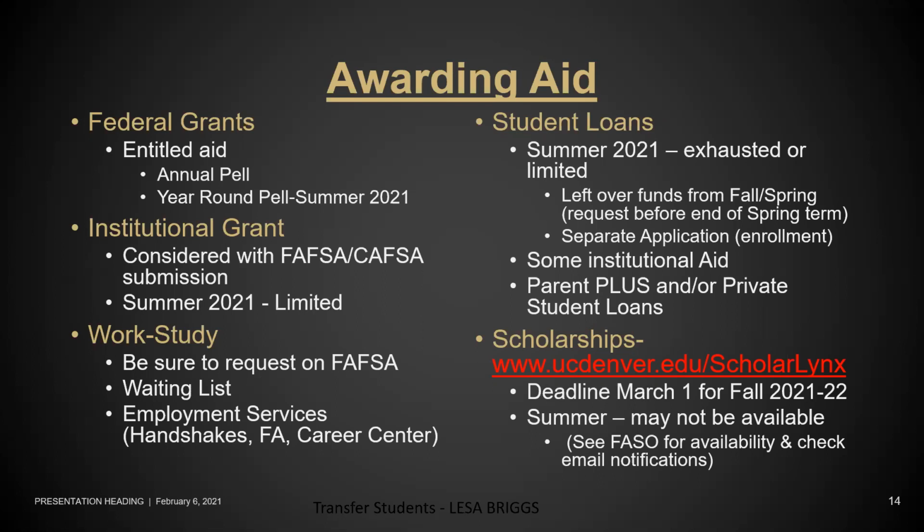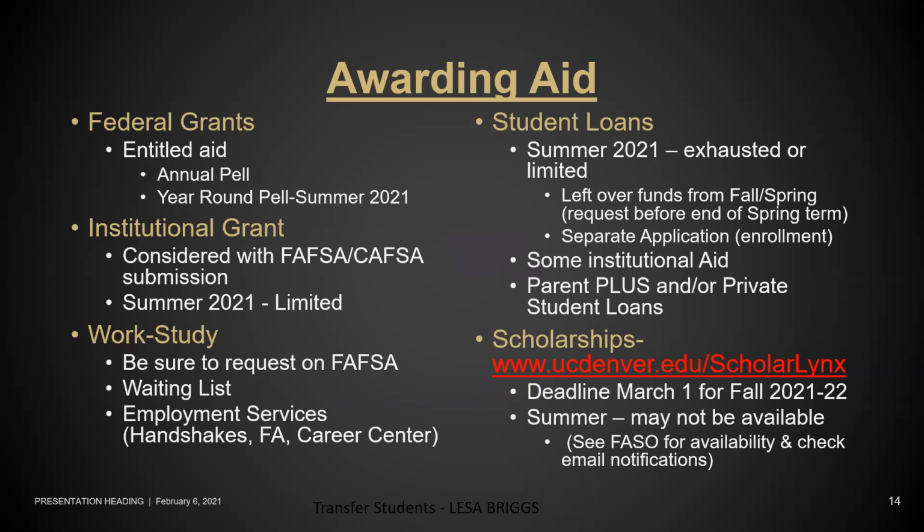Our scholarship application opens up every year on October 1st, and the deadline is March 1st, so it's coming up. So if you have not applied for scholarships yet, here's the link. You want to do so as soon as possible. There may not be very many scholarships available in the summer term, but definitely check with the financial aid office regarding that. And throughout the year, we're always getting scholarship opportunities.